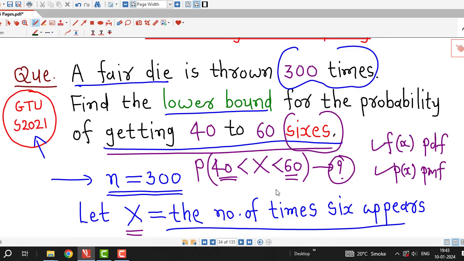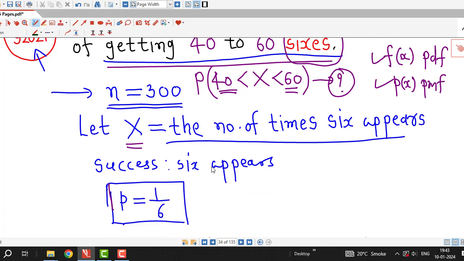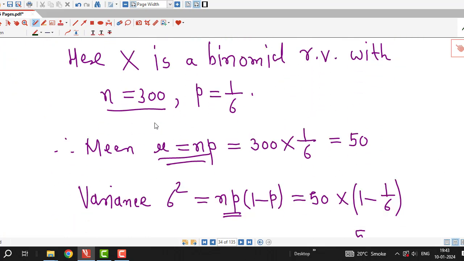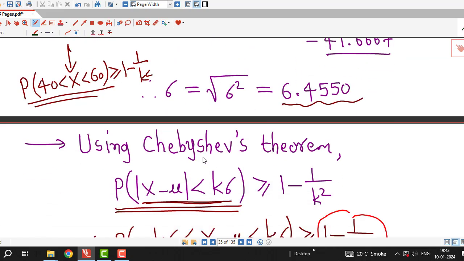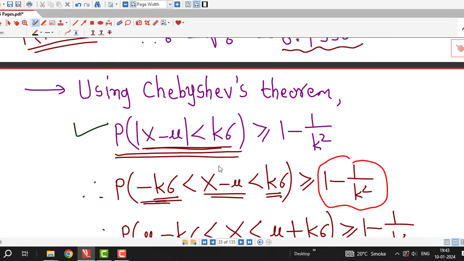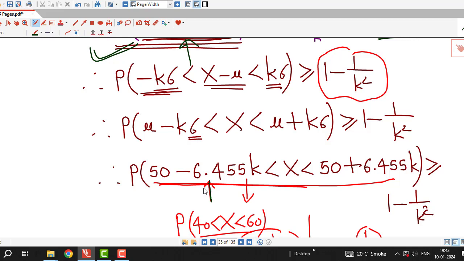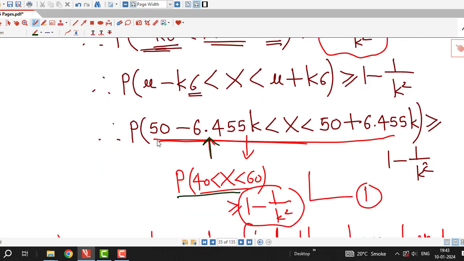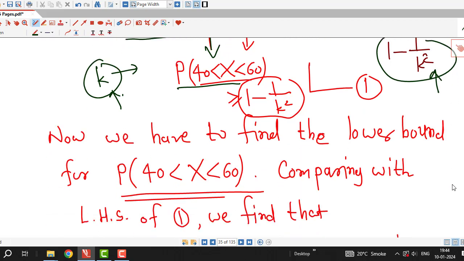We can see that using Chebyshev's inequality we are able to determine the lower bound for the probability of getting 40 to 60. What we have done: first we found that the given random variable is a binomial random variable. Therefore, using the ready-made formulas for the mean and variance of the binomial distribution, we are able to decide the mean and standard deviation. Then we use Chebyshev's inequality and convert the left hand side into the form of the required probability. The required probability is capital X lies between 40 and 60. By comparing this with this we are able to determine the value of k, and once we determine the value of k, we substitute it here, and this is our required lower bound.